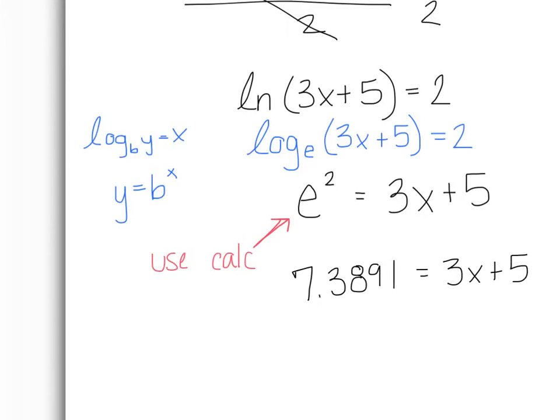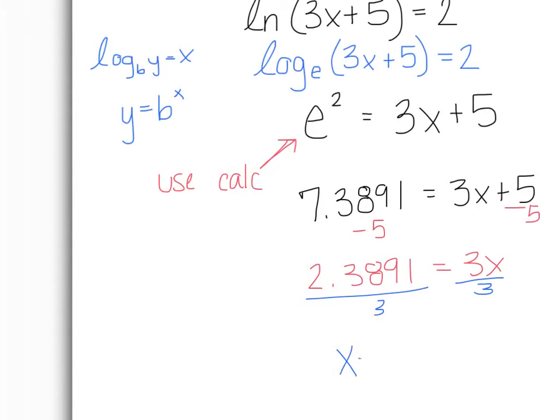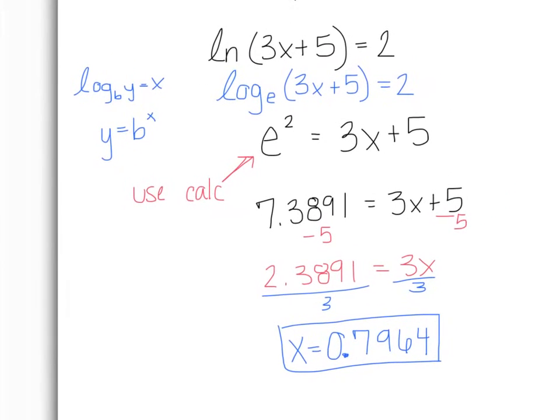Now we just have to get x, so subtract 5. That gives us 2.3891. Divide it by 3. Somebody tell me what that is. 0.7964. Very good. Is it necessary to go to that many decimal points? Go at least 2. If not, 4 is just a good number.